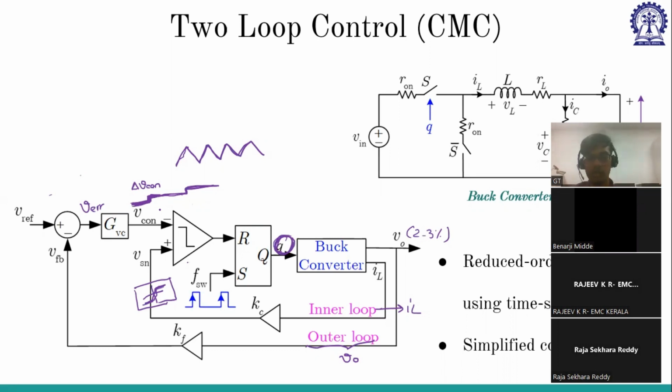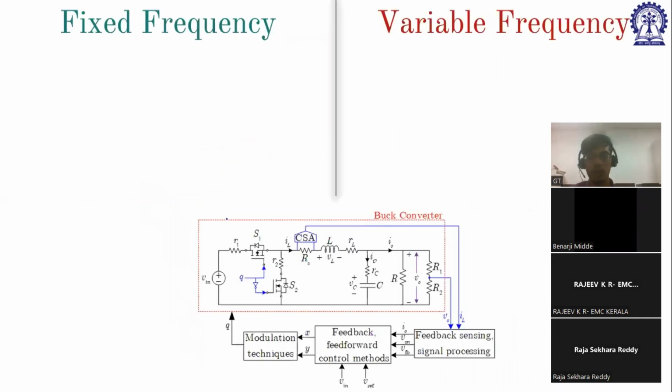The inner loop must change 10 times faster than the outer loop. If you see the Bode plot, the bandwidth has to be 10 times higher. Yes. I hope I am clear.